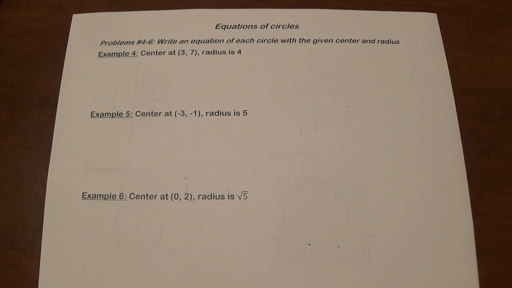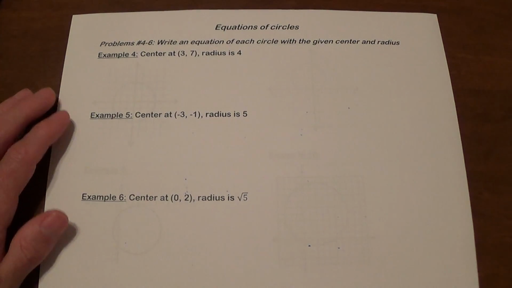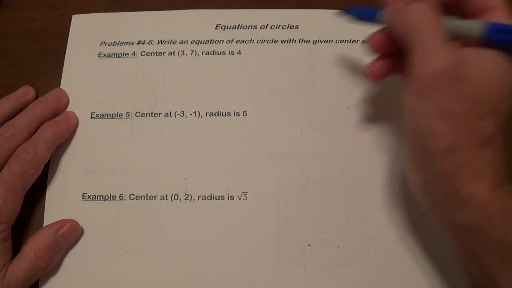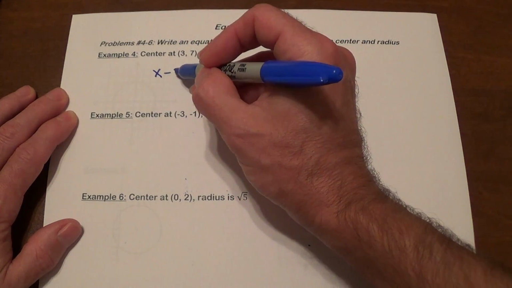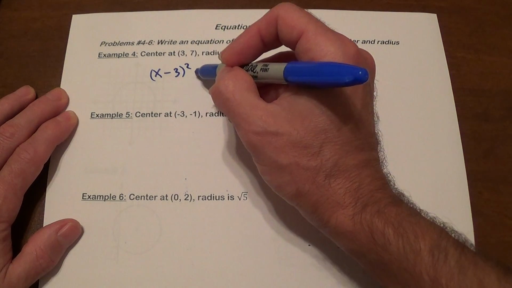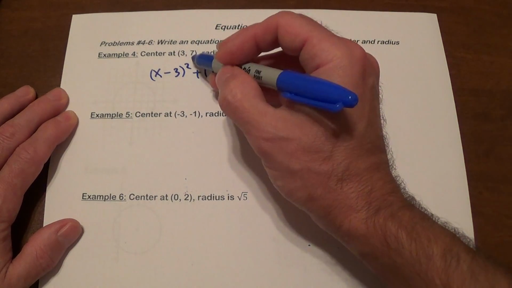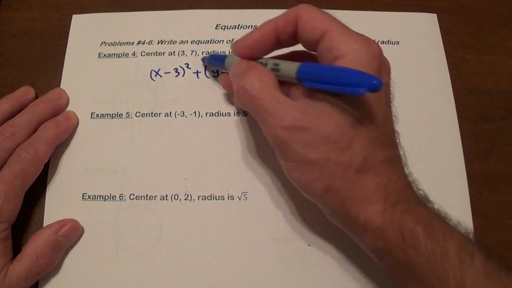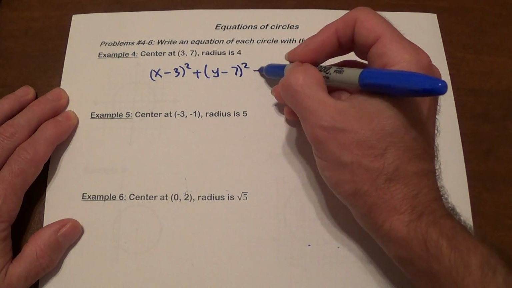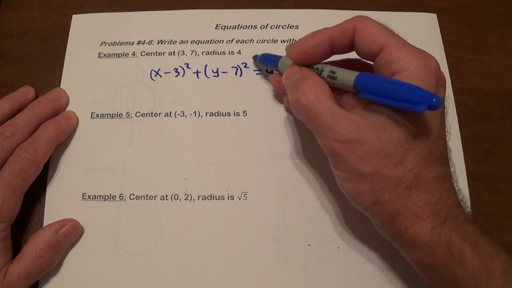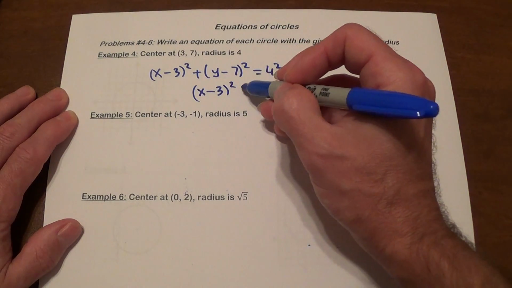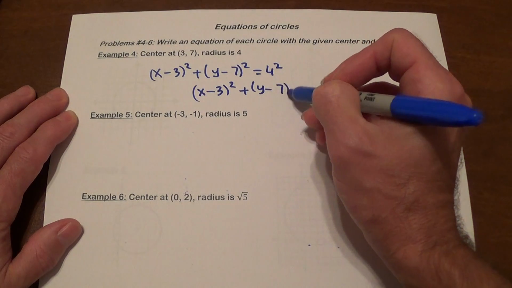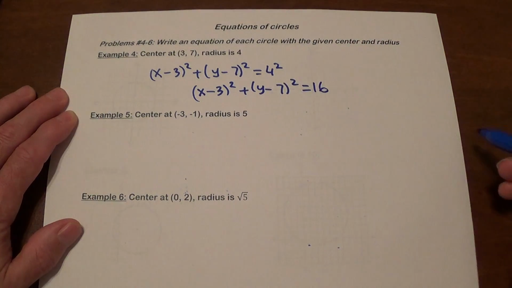Okay, so now we're going to do the opposite. Now we're going to write the equation of a circle with the given center and the radius. We use the same formula, so it's going to be x minus h, h here is 3, that's the x coordinate, plus y minus the y coordinate of the center, 7, squared, equals 4 squared. Remember, it's radius squared. So your final equation should be x minus 3 squared plus y minus 7 squared equals 16.